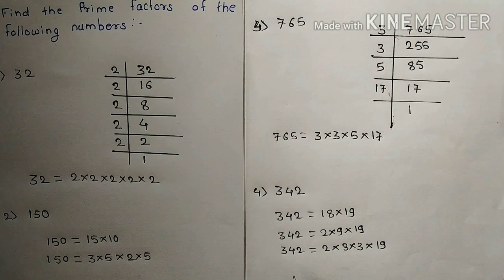So you can use any method, that is vertical arrangement or horizontal arrangement, to solve the remaining examples in practice set 11. I hope you understand factorizing a number into its prime factors.